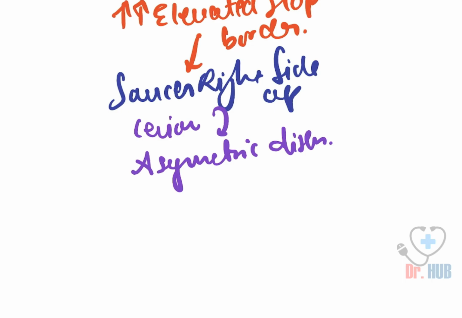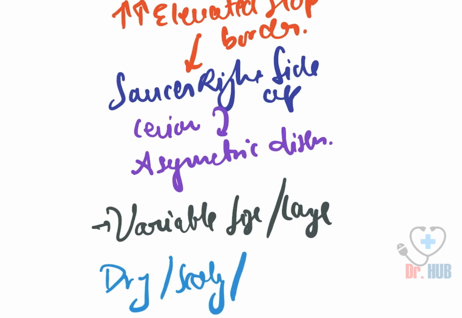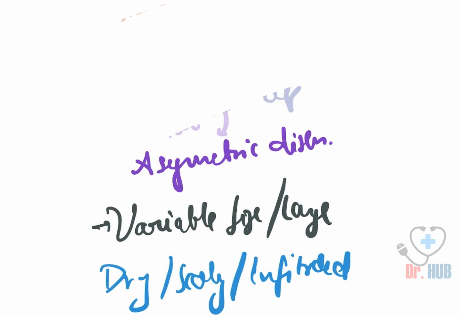So what about the size? The size is variable, but it is usually large. Next, what about the surface of the lesion? It is dry, scaly, as well as infiltrated. In a case where a patient presents with tuberculoid leprosy, what about the sensations? Talking about the sensation, it is absent.